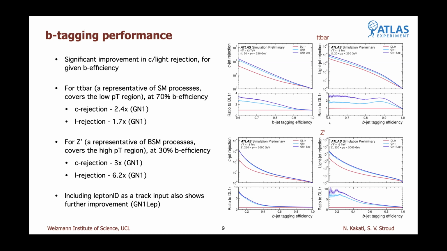On the top, we have the plots for t t-bar. We look at t t-bar because it's a good representative of standard model processes, and it covers the low pT region. You can clearly see a very good improvement with GN1 compared to DL1r, which is the current standard.